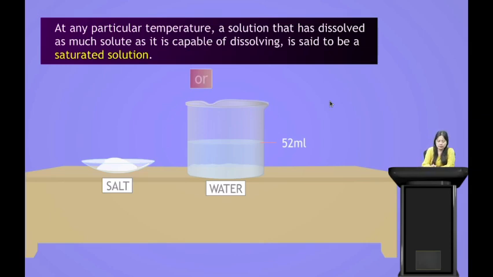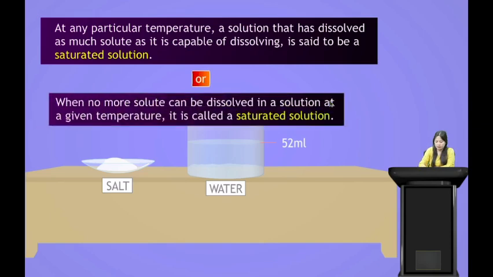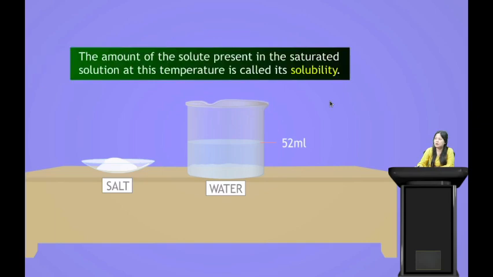So at this given temperature, the water in this beaker has dissolved as much salt as it is capable of dissolving. After this, it cannot dissolve any salt anymore. So this solution is known as a saturated solution. A saturated solution can be defined as a solution in which no more solute can be dissolved at a given temperature. The amount of solute present in the saturated solution at this temperature is called its solubility. The amount of salt present in this solution at the given temperature is known as its solubility.